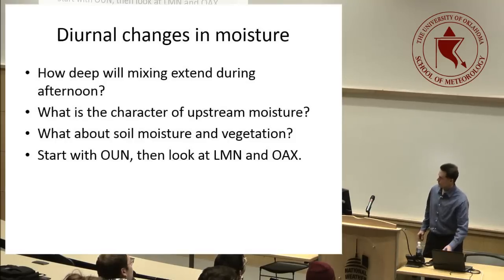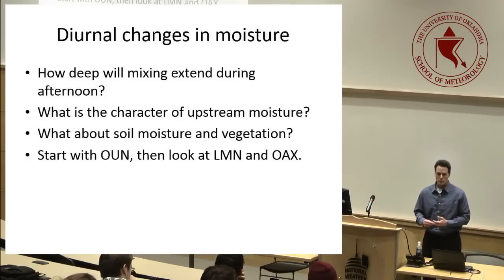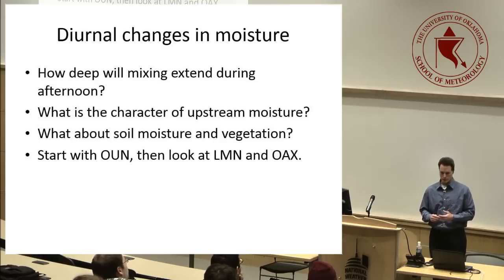Okay, so again, this is something to think about while we do this exercise. How deep is it going to mix during the day? What does the moisture upstream from the area you're interested in look like? And what about the soil moisture or active vegetation? I haven't shown anything with vegetation because it was a little bit early in the year for that. But in this case, soil moisture looks questionable down south.